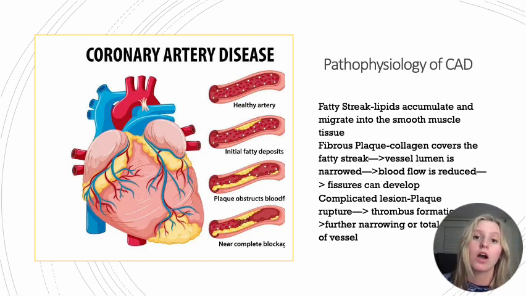Now, the collagen will cover the fatty streak and the vessel lumen is going to be narrowed, which leads to blood flow reduction. Because of this, fissures can develop. When these fissures develop, a complete lesion or a plaque rupture will create a thrombus, which is going to further narrow or totally occlude the vessel of the heart. This can lead to a low level of oxygen, myocardial ischemia, or even an infarction.